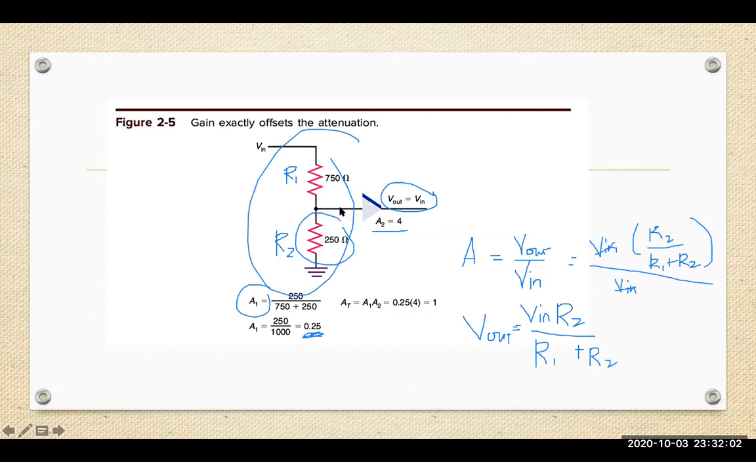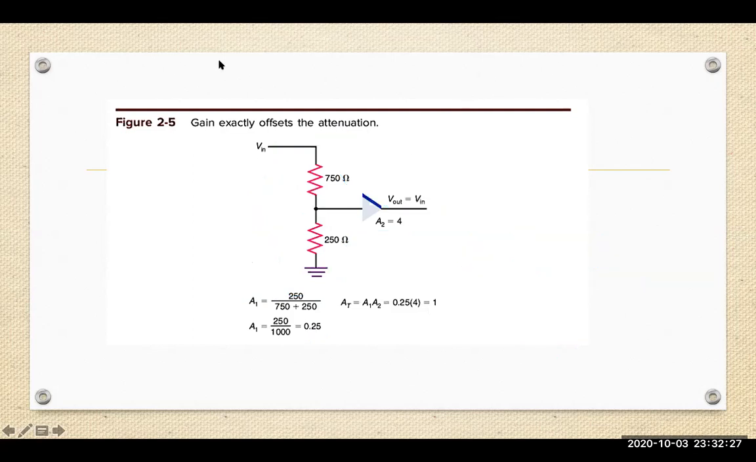So ibig sabihin, the output here is connected, is the input to this amplifier. So the total gain is just the product of the first stage gain and the second stage gain. So this is equal to 1. Okay, so now let's go to the next page.